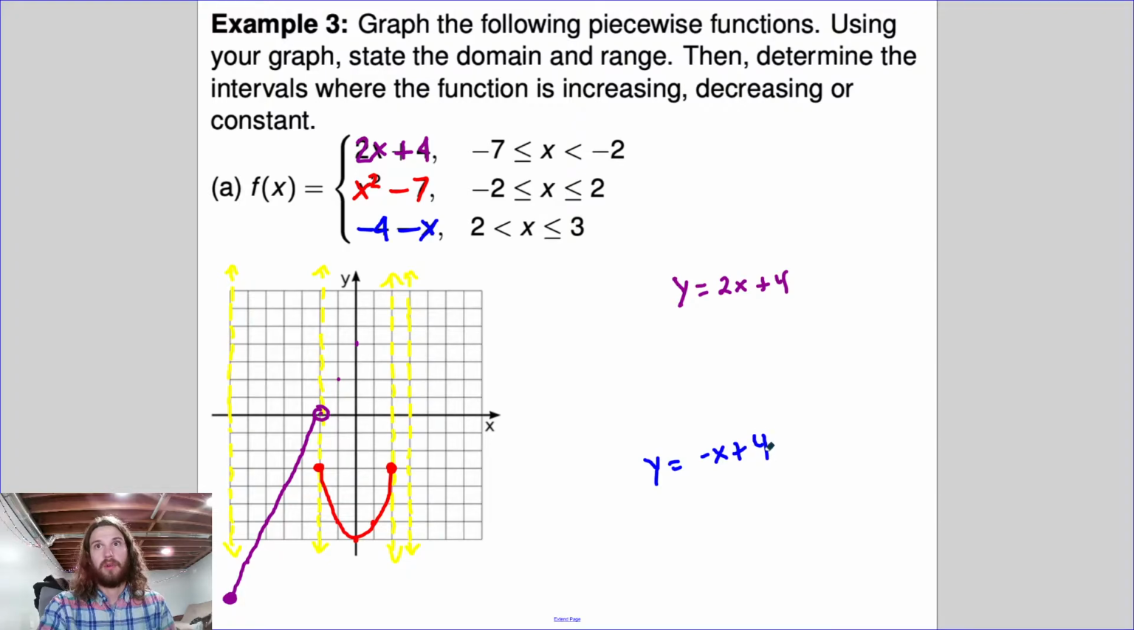plus 4. Oh man, it's doing the eraser thing. Brutal. Okay. Hold on, I gotta fix that. It's gonna drive me crazy. All right, we're good to go.